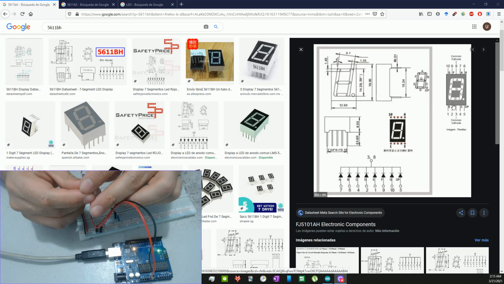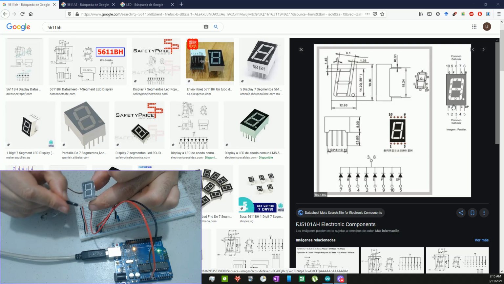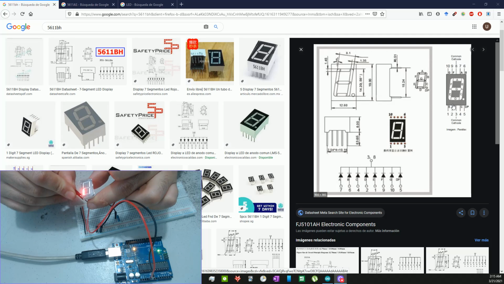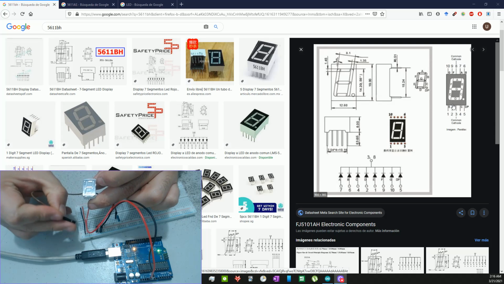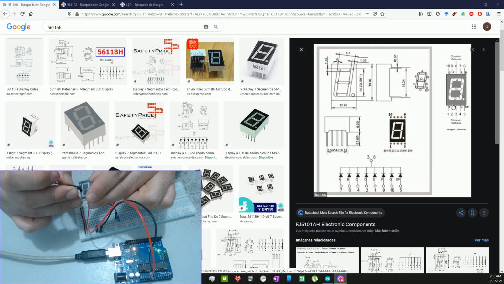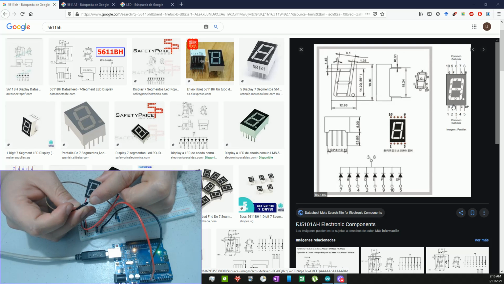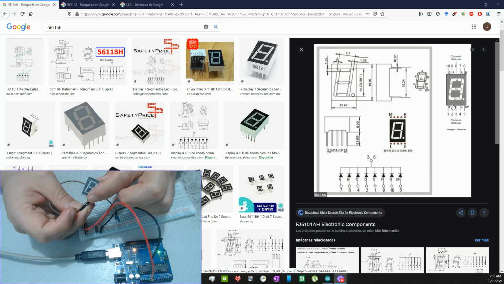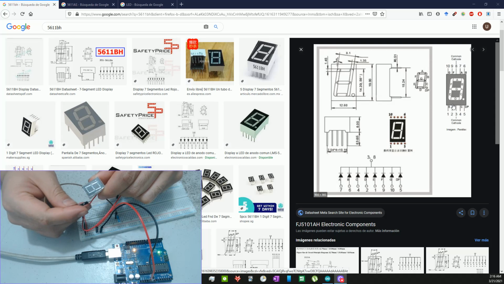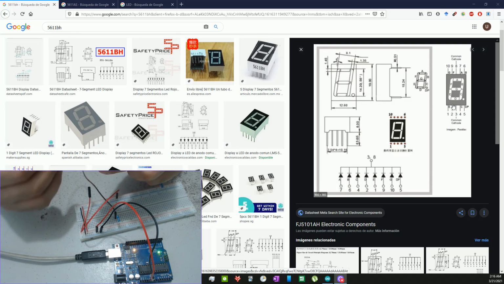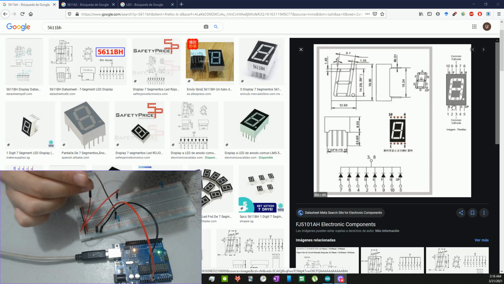So let me change my hand. That's it. V. The next one it's A, this one. A. Then F, and finally G. So F and G. I hope you can see. Yes, it's clear, I guess. F and G. Okay, this one not. There it is. F and G. And that's it.